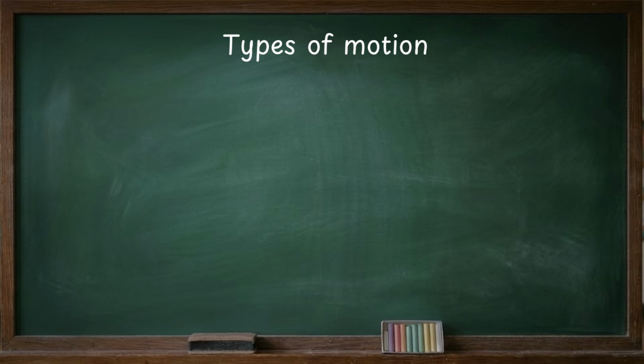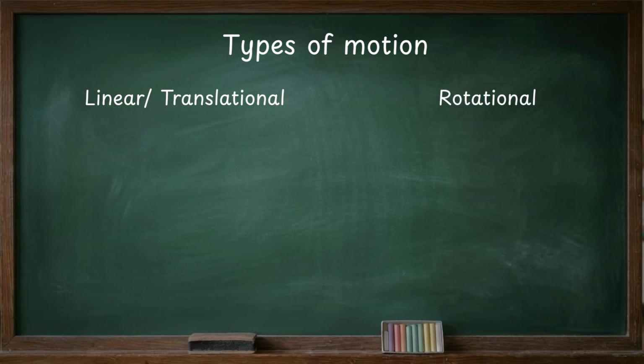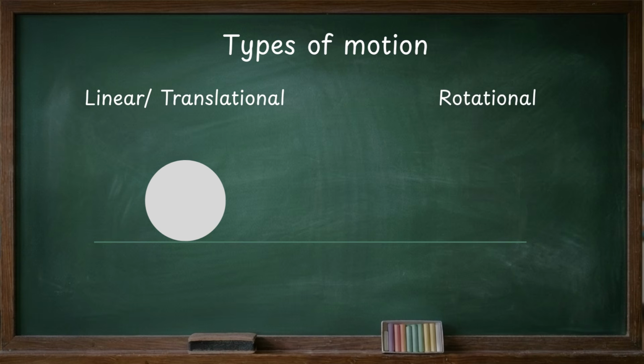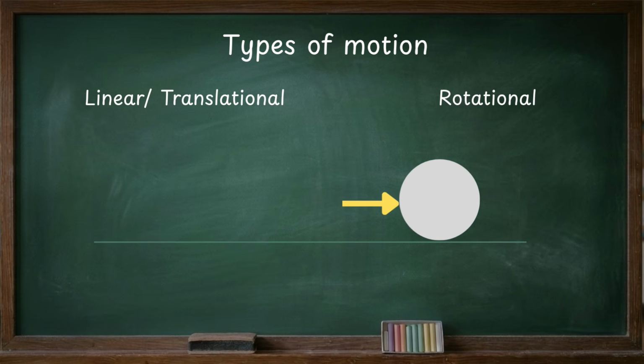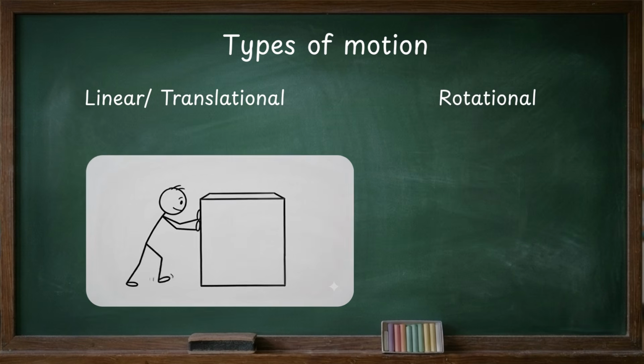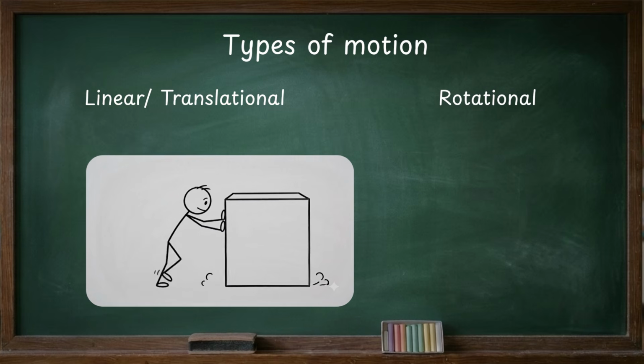Types of motion. In physics, we can broadly classify motion into two main categories: linear, or translational motion, and rotational motion. Let's break them down. First, let's look at linear motion. Imagine you have a rigid body that is completely free to move. When you apply a force to this body, it starts to move in a straight path, directly in the direction of that force. This straight line movement is called linear motion. A perfect everyday example of this is simply pushing a box across the floor.